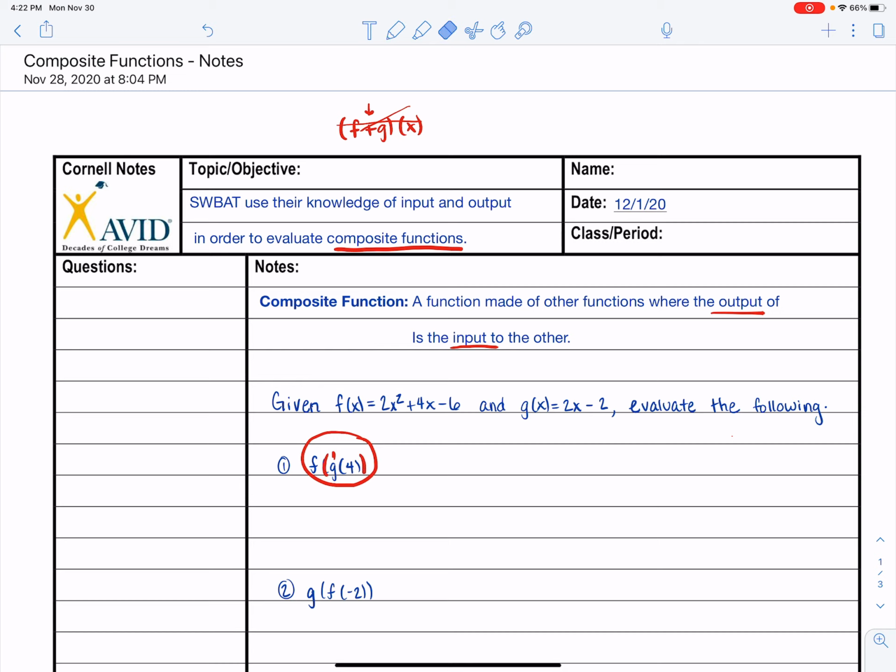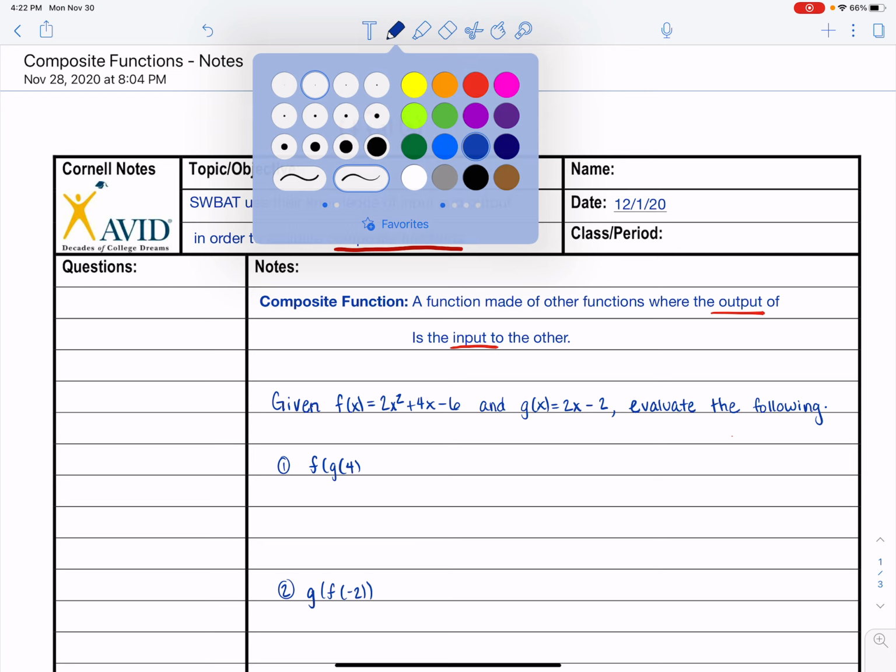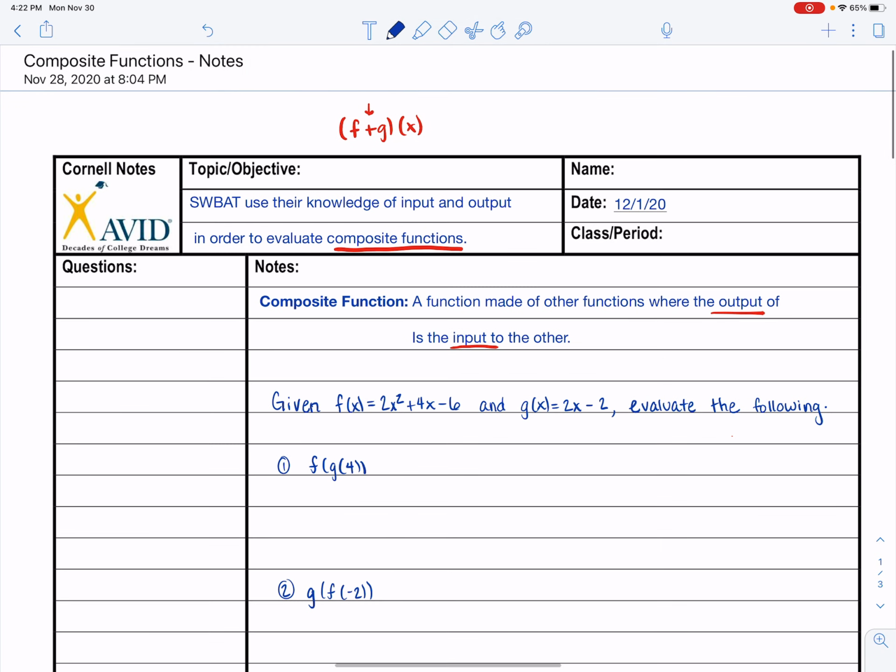Here, yesterday, f and g were in the same parentheses. But if f and g are in different parentheses, then you are putting this g inside of f. So it's going to look different. The notation is different, but I wanted you to kind of recognize that even though it looks like similar notation, it's a very different situation. So let's do this first one.